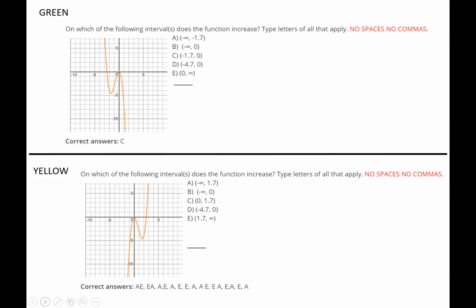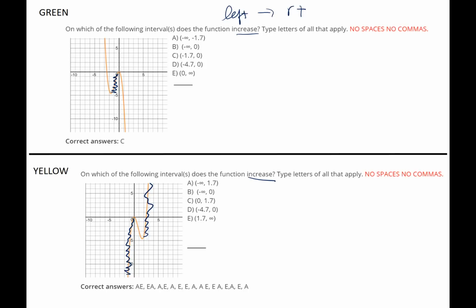All right, here we're talking about increasing in both of them. So we're looking at increasing, meaning the graph has to be going up from left to right. As I'm going from left to right, I need to know where my graph is going up. Here, it's going up one time, so I should have one answer. Here on the yellow test, it's going up here and it's going up here, so I should have two answers.